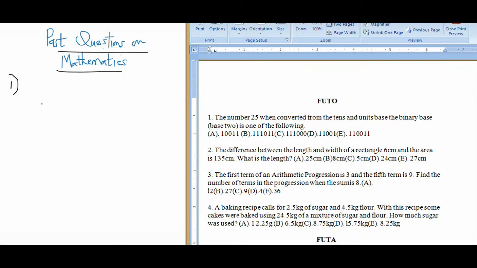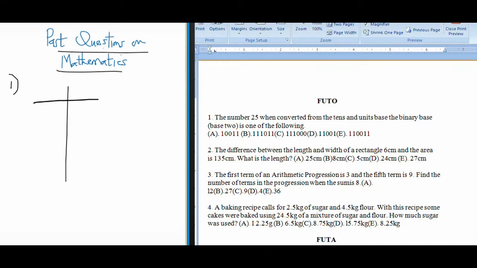To convert a number to a binary number, we divide the number by 2, taking note of the remainder at each division. We can do that using a very simple table, as you can see on the table.